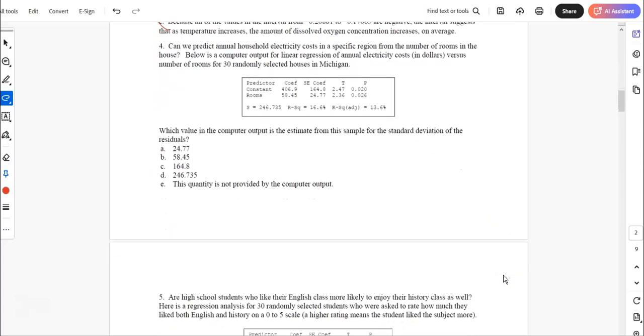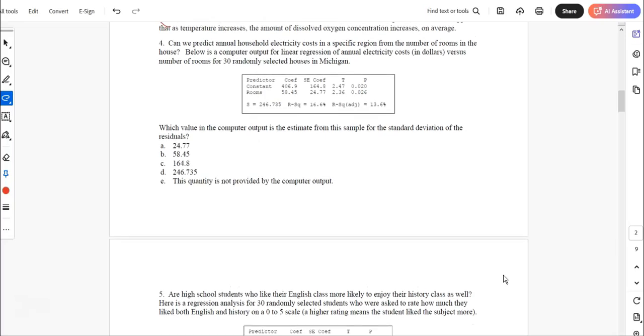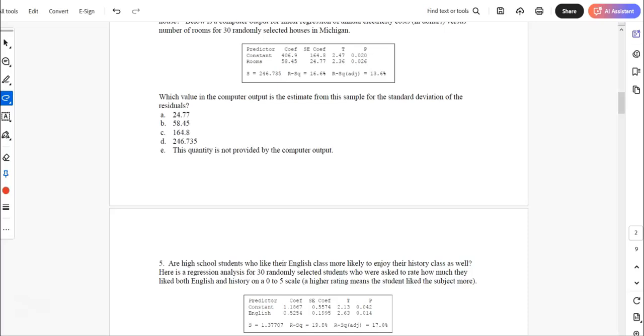That should be it. Can we predict annual household electricity costs in a specific region from the number of rooms in the house? Below is a computer output for the linear regression of the annual electricity costs versus the number of rooms for 30 randomly selected houses in Michigan. Which value in the computer output is the estimate from the sample of the standard deviation of the residuals? And so, like we talked about, this one is the standard error right there. This is the standard deviation of the residuals. So I think it'd just be this one. Yeah, I think that's right.